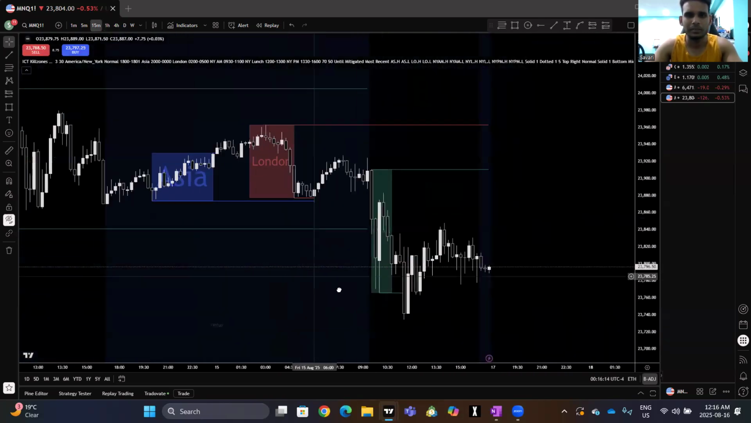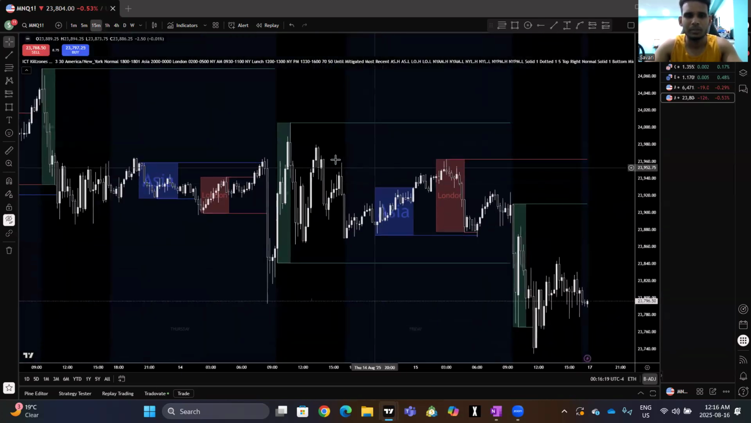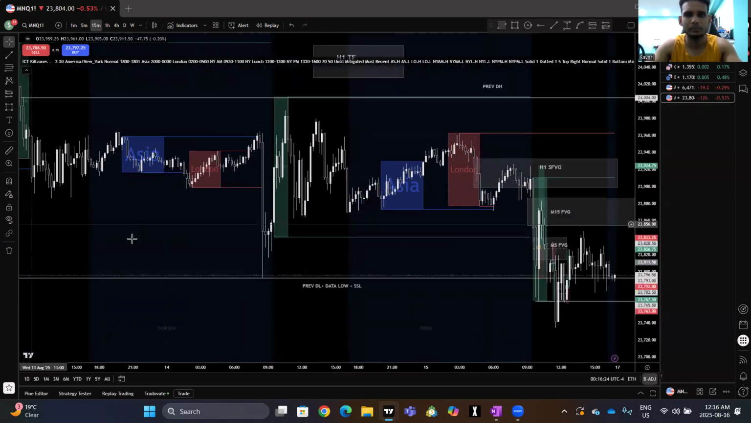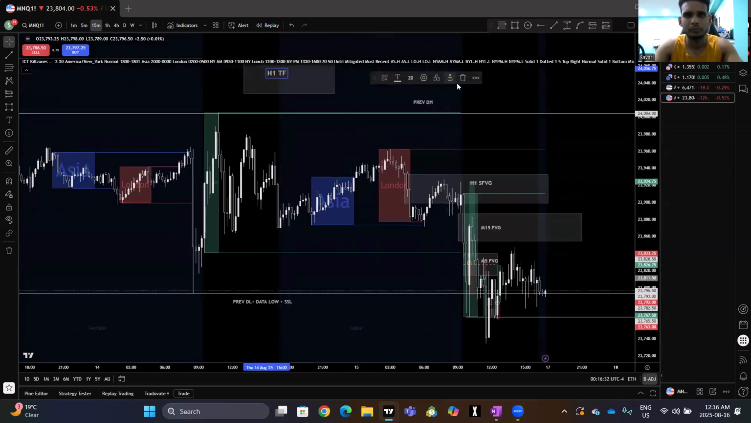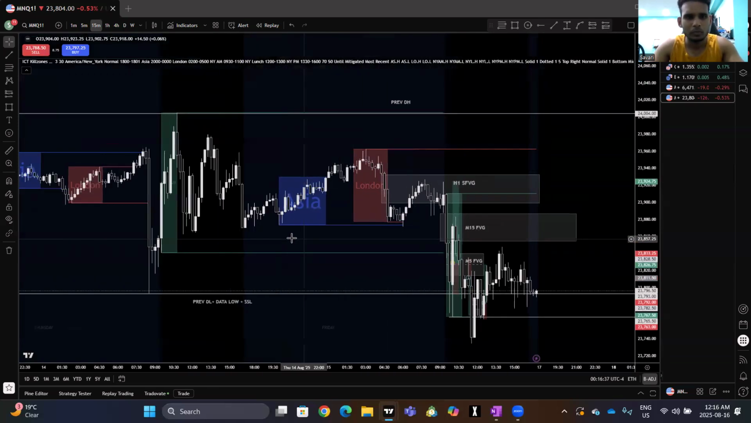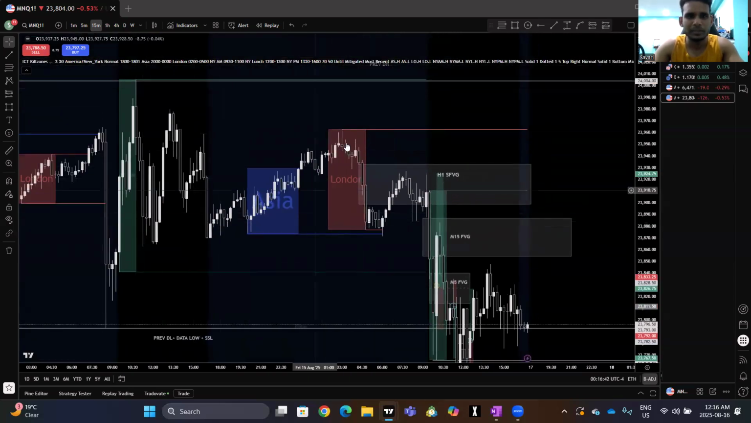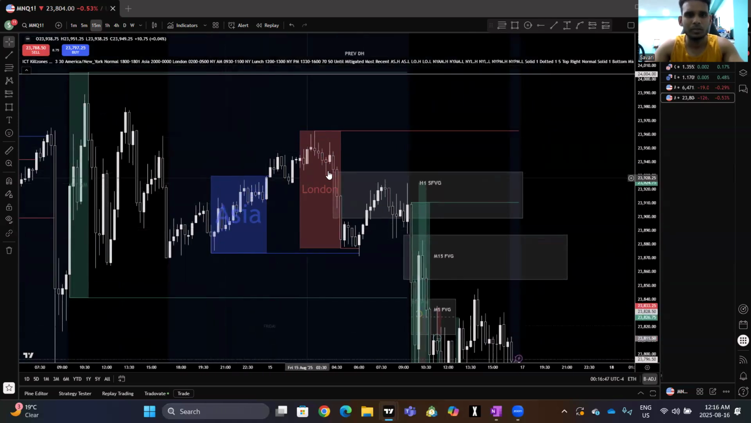You can clearly see the Asian session, London session, and that accumulation. Previous day low, previous day high. You can clearly see what is happening here. It is trading inside the range, London range, Asian range, and it's kind of displaced.